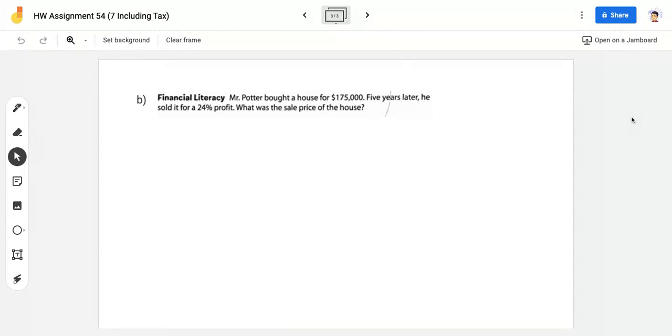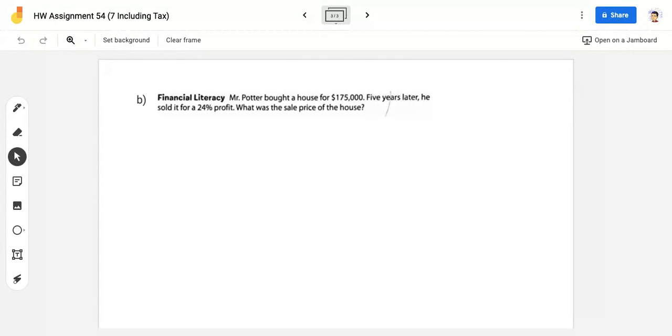Second problem. Still talking about not necessarily tax, but in this case, a profit. A profit represents money that you're making on top of whatever your original investment was. So Mr. Potter bought a house for $175,000. 5 years later, he sold it for a 24% profit. What was the sale price of the house? So what did he sell that house for?